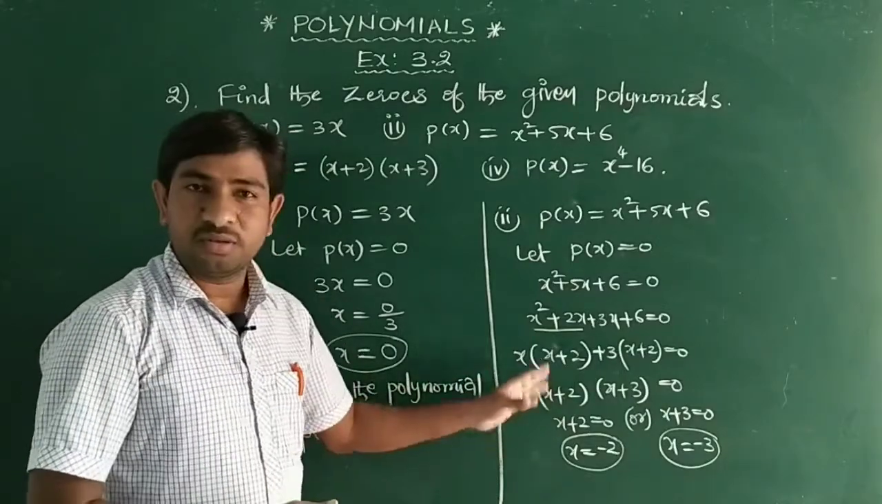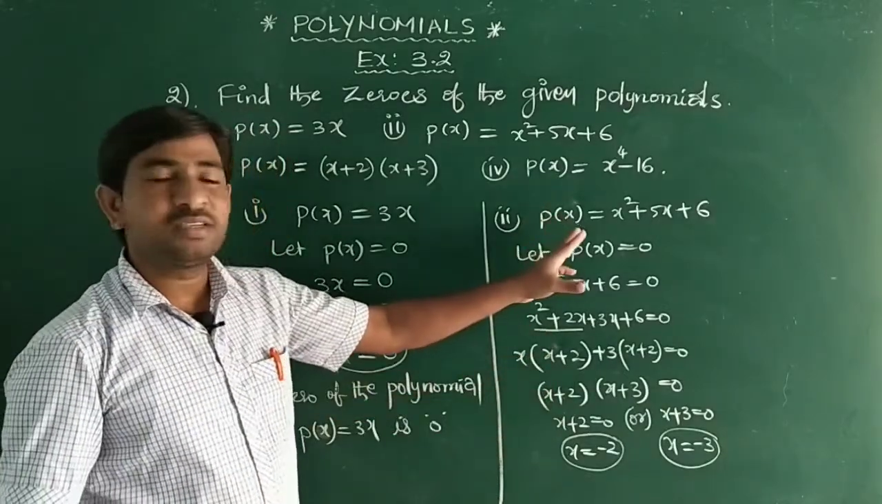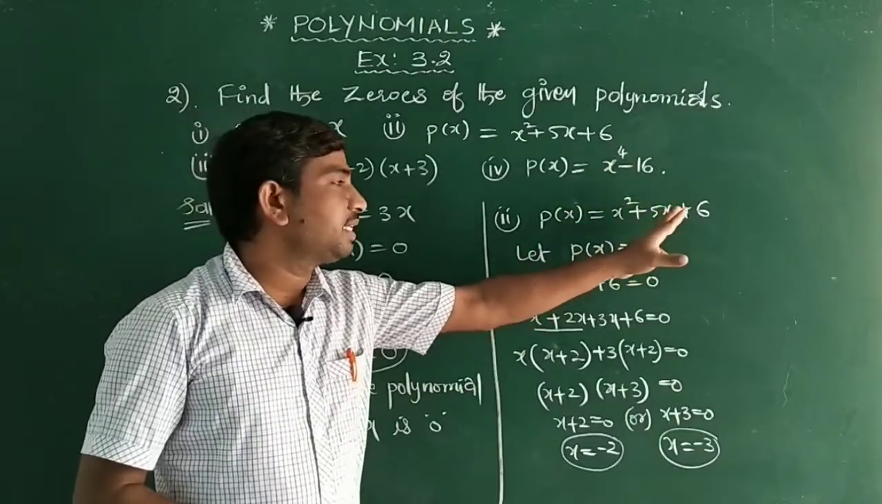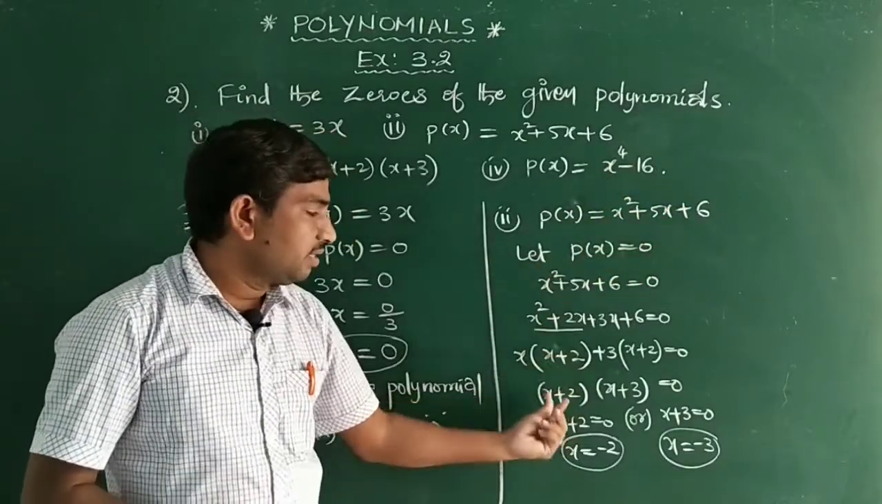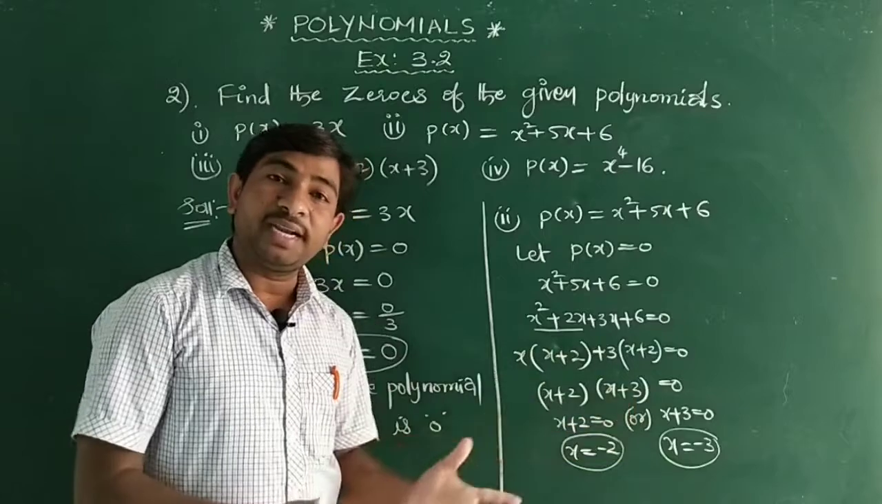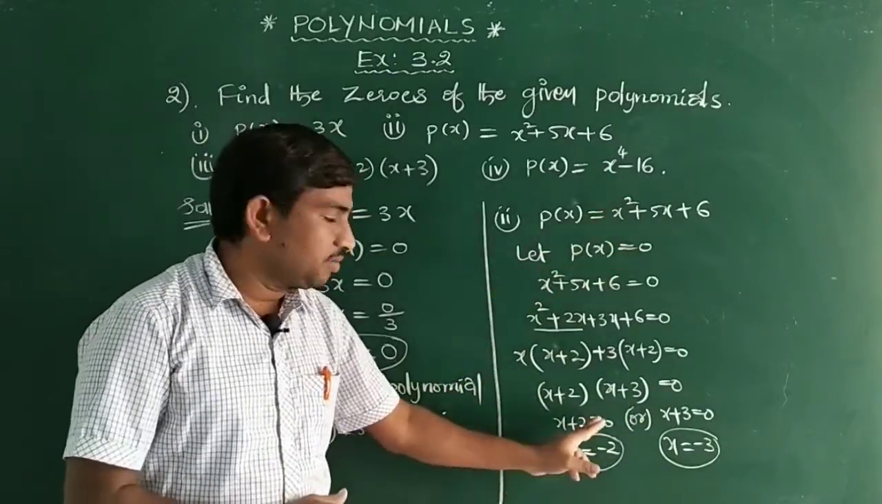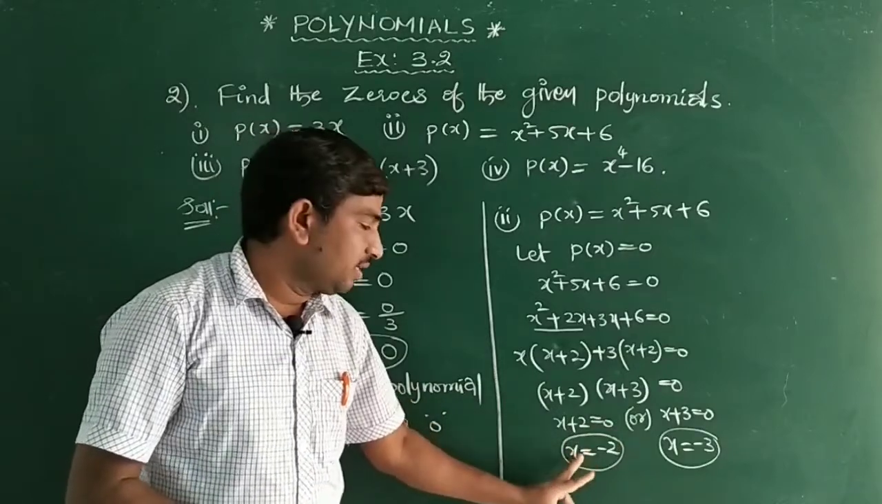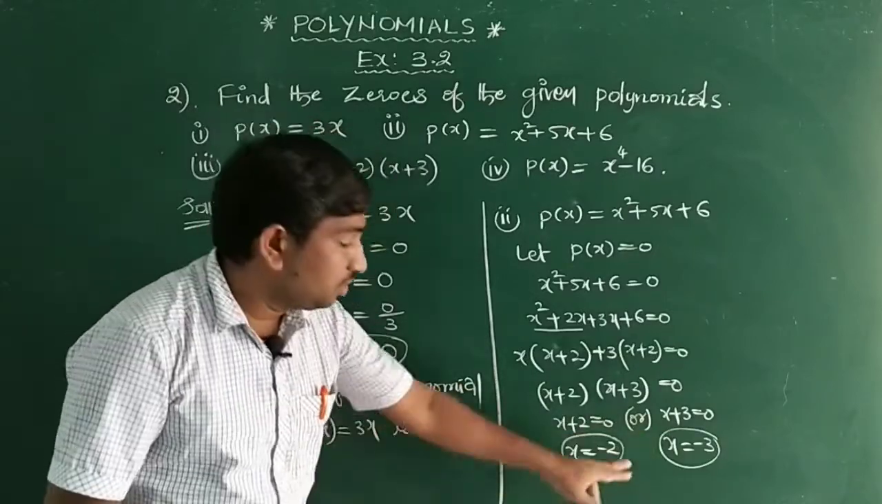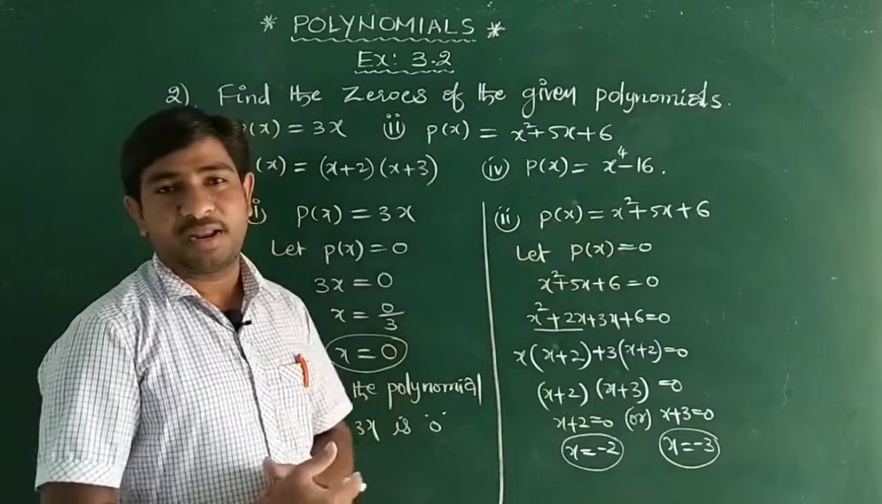Okay. So understood? Right. P of x is equals to x square plus 5x plus 6. So for this, what are the factors? x plus 2 and x plus 3. To find the zeros of the polynomial, we need to convert this into equals to 0. Then we will finally get x equals to minus 2 and minus 3. So these two are the zeros of the polynomial.